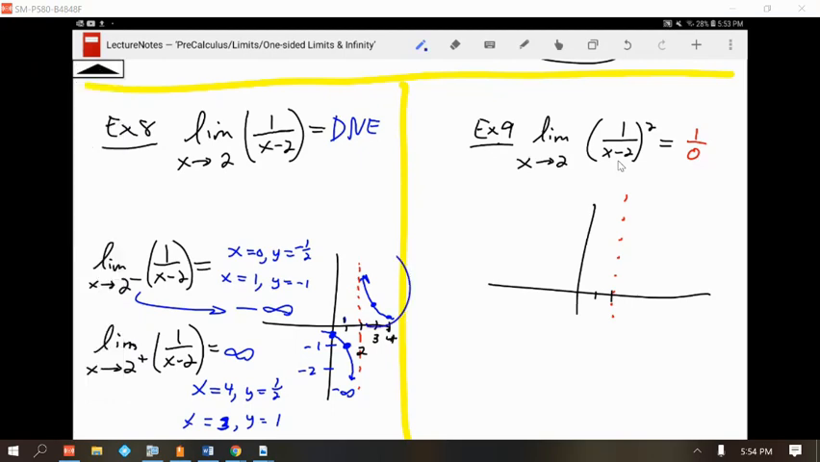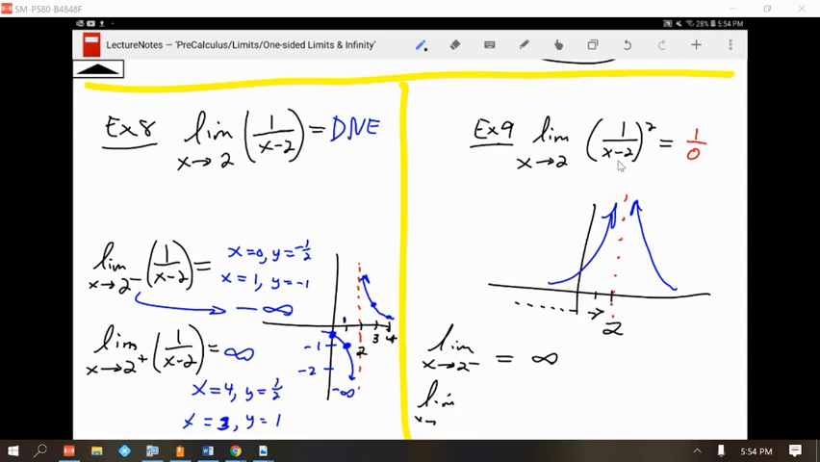Well, this half of the graph over here, when you square it, just becomes more positive. It actually gets steeper faster. What's going to happen to all the negative numbers when you square them? All the y values, when they're negative, would get positive. So what's happening in example 9 is that the limit as x approaches 2 from the left side is infinity. What's the limit as x approaches 2 from the right?